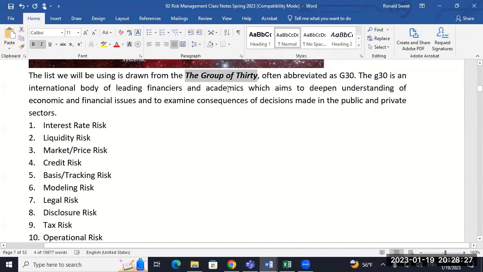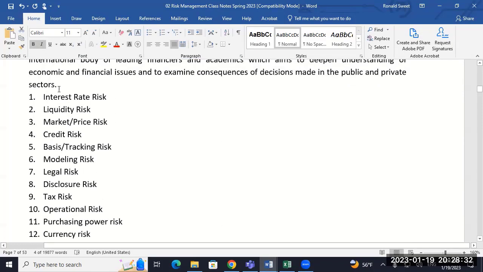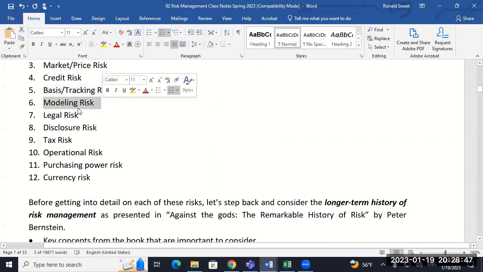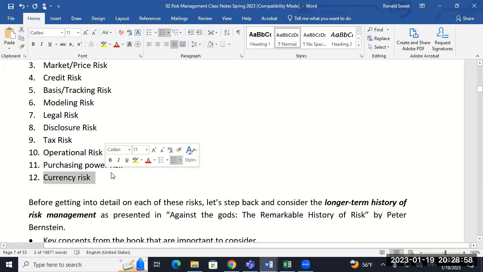This is the term I couldn't remember from last time. So the G30, you've probably heard of them. This is their list of risks. Interest rate risk, liquidity risk. Remember, interest rate risk is a special case of price risk, but interest rates are so critically important that we separate that out as a separate risk. Credit risk, basis risk, modeling risk, legal risk, disclosure risk. There's your accounting side, the tax risk, operational risk, which is kind of a catch-all, inflation risk, and then currency risk. So we'll go through each one of these.